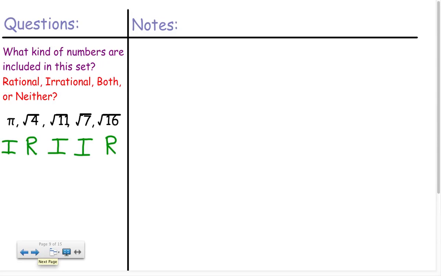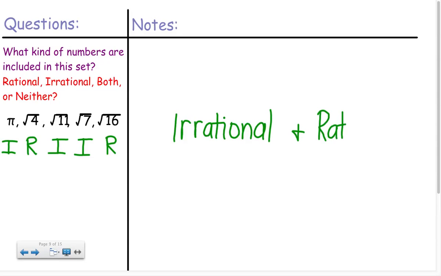So in this set, yes, we have numbers that are both irrational and rational. Now remember I said if you're looking at one number, it can't be both. But if you have a set of numbers, yes, it can be both. So this set of numbers has both irrational and rational numbers.